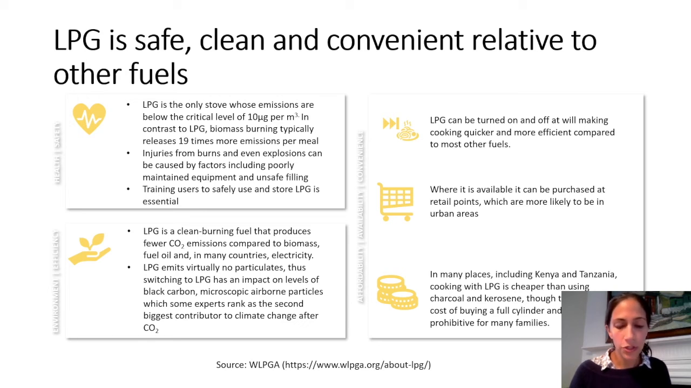In many places which do have the infrastructure to access LPG, including Kenya and Tanzania, cooking with LPG is cheaper than using charcoal and kerosene, though the upfront cost of buying a full cylinder and stove is prohibitive for many families. At Circle Gas, we provide this equipment in order to lower the barrier to entry for low-income families.